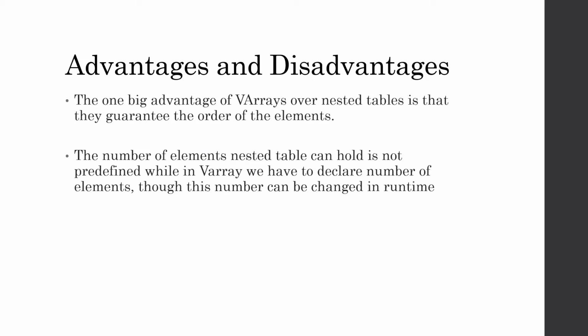Advantages and disadvantages of VARRAY. One big advantage of VARRAY over nested table is that they guarantee the order of the elements. So if you want to get elements in the same order as you inserted them, use a VARRAY. And the disadvantage of VARRAY is that the number of elements a nested table can hold is not predefined, while in an array we have to declare the number of elements, though the number can be changed at runtime. So if you don't want to predefine early, you can use nested table.